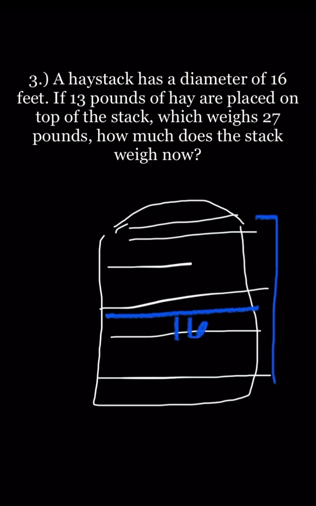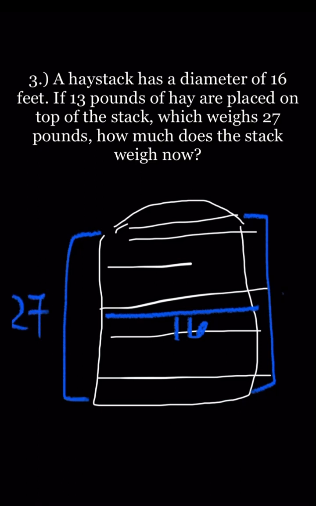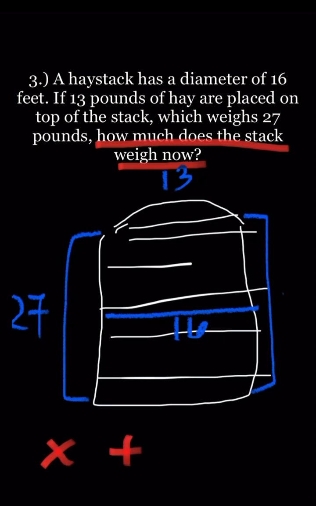And then this haystack weighs 27 pounds. And then if 13 pounds of hay are placed on top of the stack, we also have 13. Now the question here is, how much does the stack weigh now? So this is the question. Now if we only have two operations to use, it's either multiplication or addition, because we're going to either add these two numbers or multiply these two numbers.